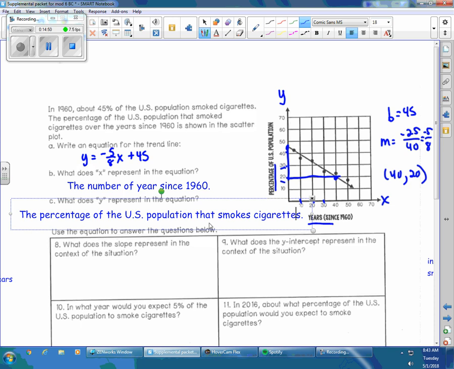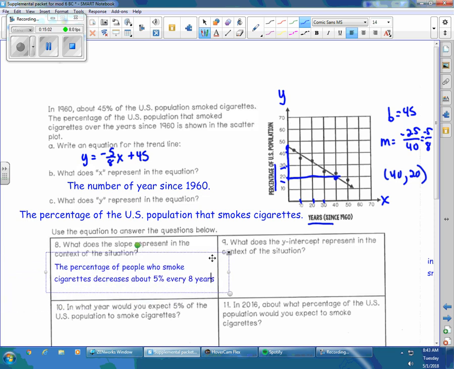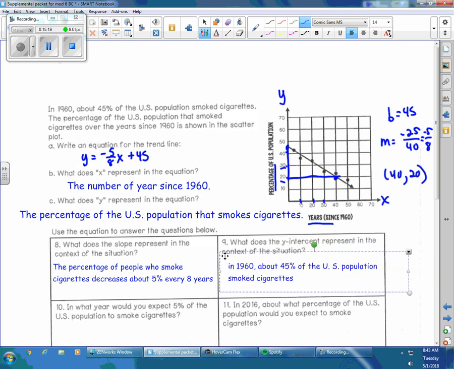So what does the slope represent in the context of the situation? That means in this problem, what is negative 5/8 representing? The percentage of people who smoke cigarettes decreases about 5% every 8 years. This is my percentage over my years, 5% in 8 years. Okay, what does the y-intercept represent in the context of the situation? In 1960, 45% of the U.S. population smoked cigarettes. That was given to us in the problem.